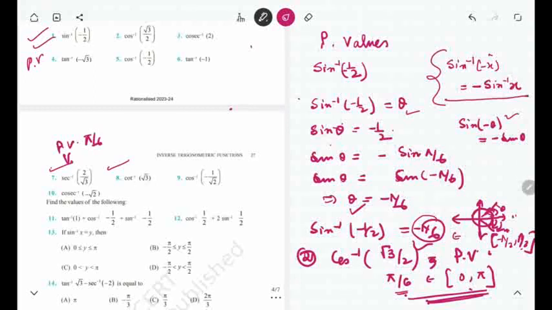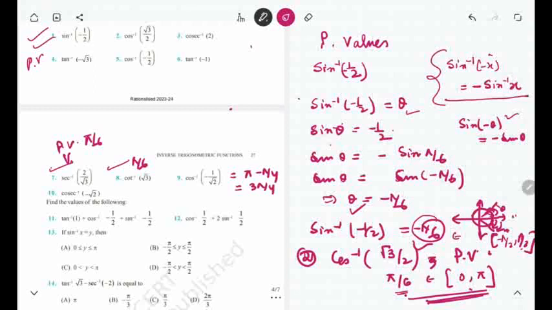Cot inverse root 3. When does cot take the value root 3? At pi by 6, because tan of pi by 6 is 1 by root 3 and cot of pi by 6 is root 3. So here we write pi by 6. Cos inverse minus 1 by root 2: cos takes 1 by root 2 at pi by 4. So this value is pi minus pi by 4, and this is 3 pi by 4.